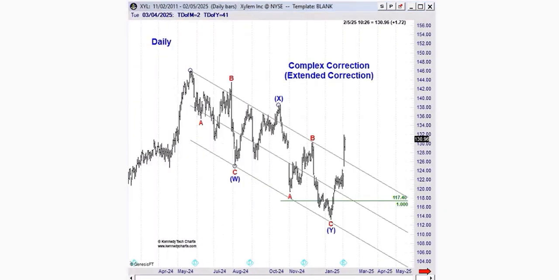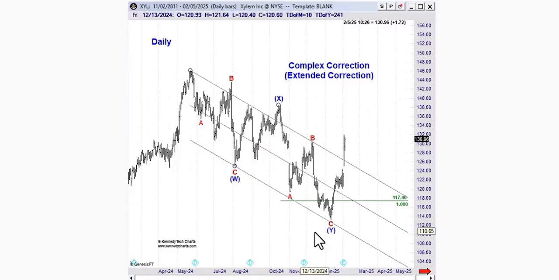So the way I actually break this pattern down, this complex correction, is this, where we have A down, expanded flat B, followed by a C. This is a W. Then we have our three-wave move up for wave X, and then we have another move to the downside. Now, specifically, and again, this is where I want to get into some points of clarification regarding the subject of complex correction.